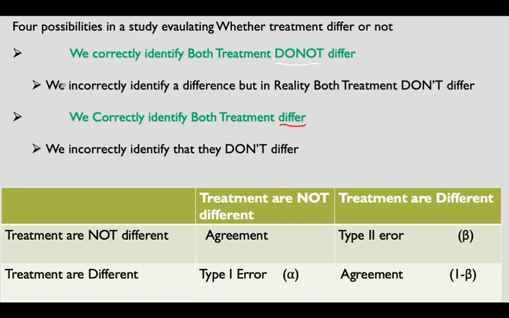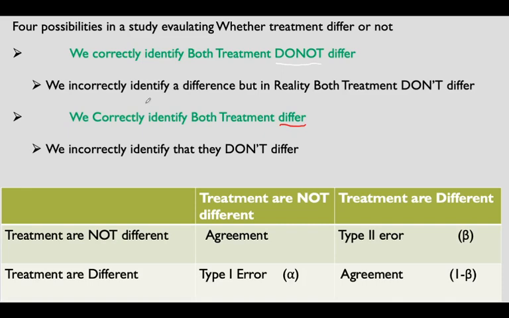Number two and number three: we incorrectly identify a difference, but in reality both treatments don't differ. First, there is no treatment difference. Second, we incorrectly identify a difference, but in reality both treatments don't differ at all. Thirdly, as I have mentioned, we correctly identify that both treatments differ. And the fourth possibility is that we incorrectly identify that they don't differ, but in reality there is a difference, which has to be reported. Alright?